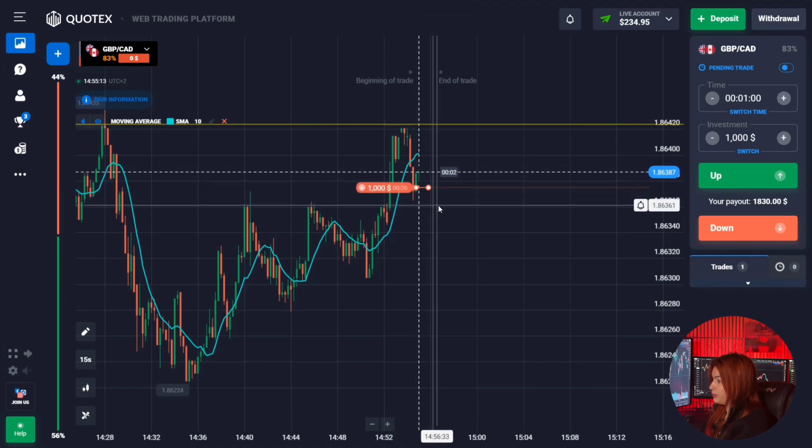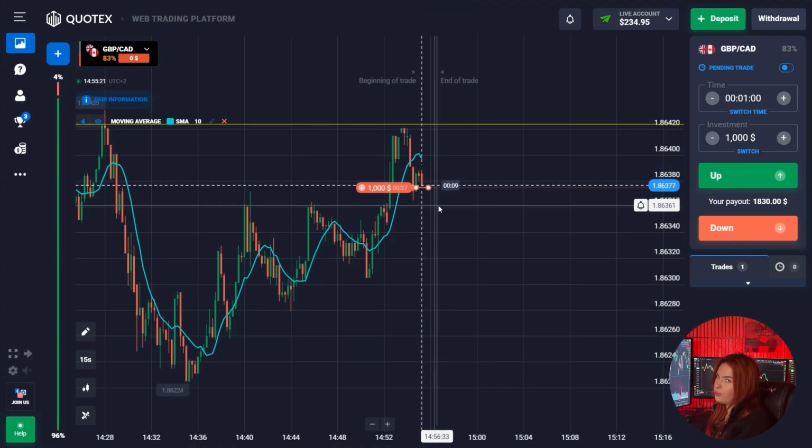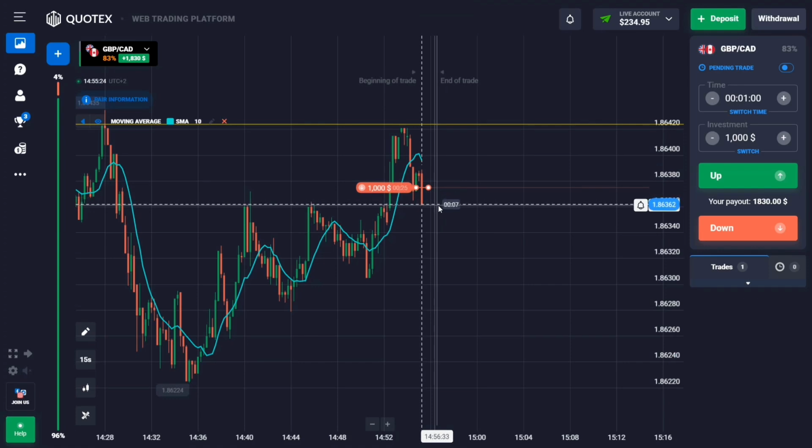I think 1 minute will be enough in this situation, because the price is moving quite impulsively. Confident red candlesticks are forming. Well, now let's wait for the result.